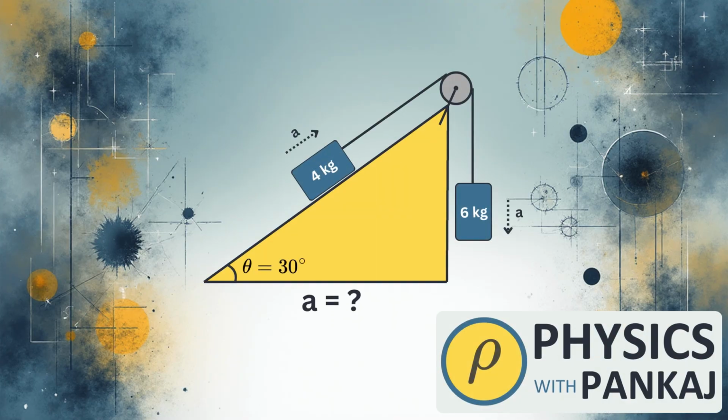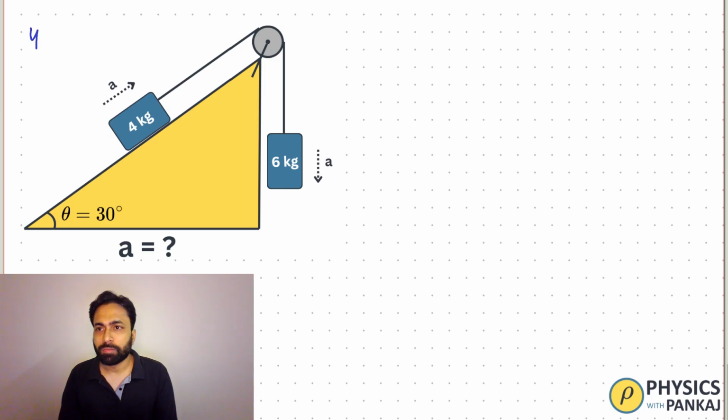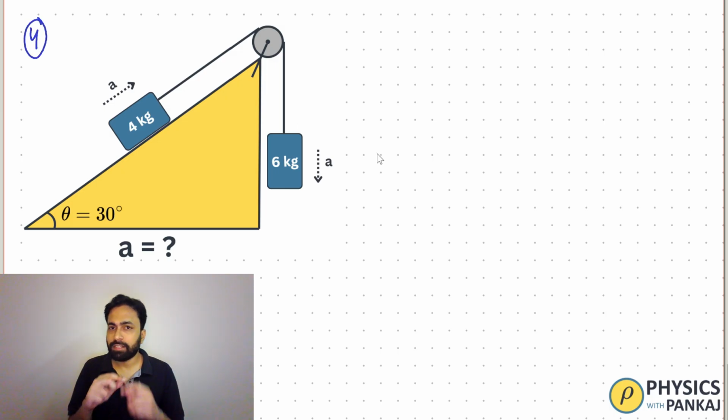The diagram of the fourth problem again shows two blocks connected by a string going over a pulley. However, in this diagram, the 4 kg block is placed on an inclined plane.